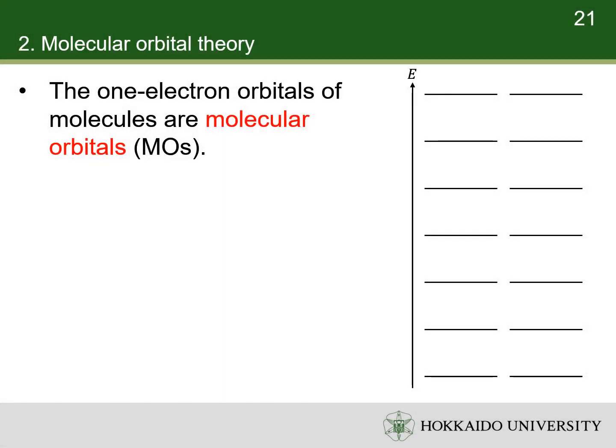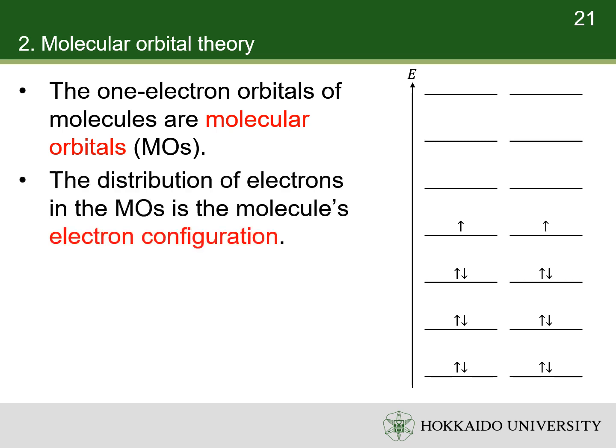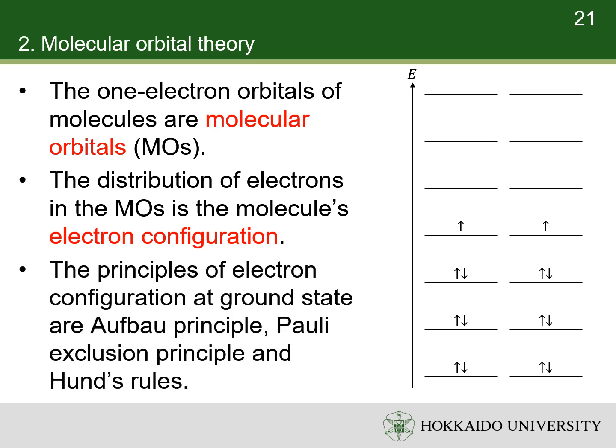Like in the atoms, the overall electronic orbital in a molecule can be approximated by the orbitals of individual electrons. The one-electron orbitals of molecules are called molecular orbitals. The electrons occupy molecular orbitals in molecules, just like they occupy atomic orbitals in atoms. The distribution of electrons in the molecular orbitals is the molecule's electron configuration. The principles of electron configuration in ground-state molecules are like those in the atoms, that is, Aufbau principle, Pauli exclusion principle and Hund's rules.